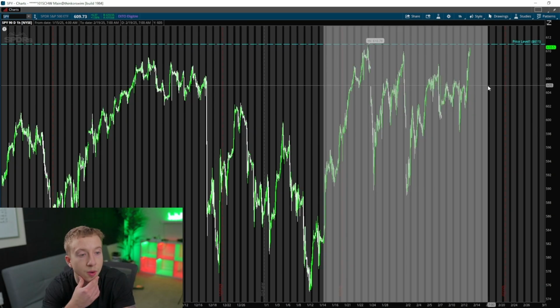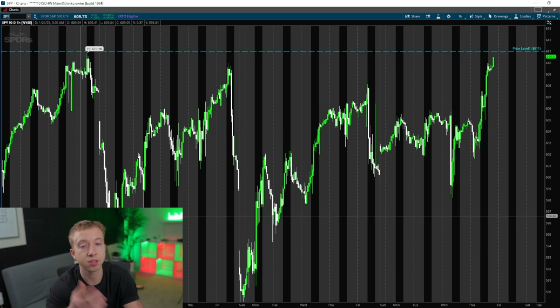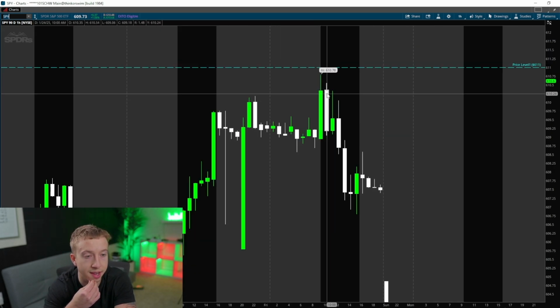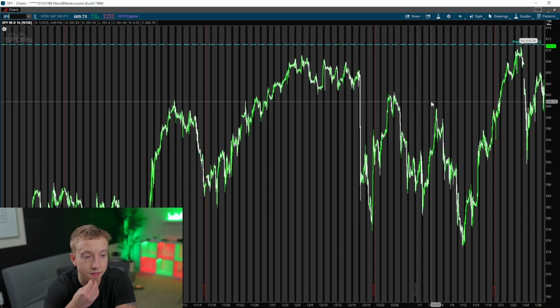Taking a look at SPY. Oh my gosh, that looks so nice. So this is all-time high, 611. The reason why I didn't do 610 is because last time it broke out at 610, it stopped 70 cents and then fell right back down.